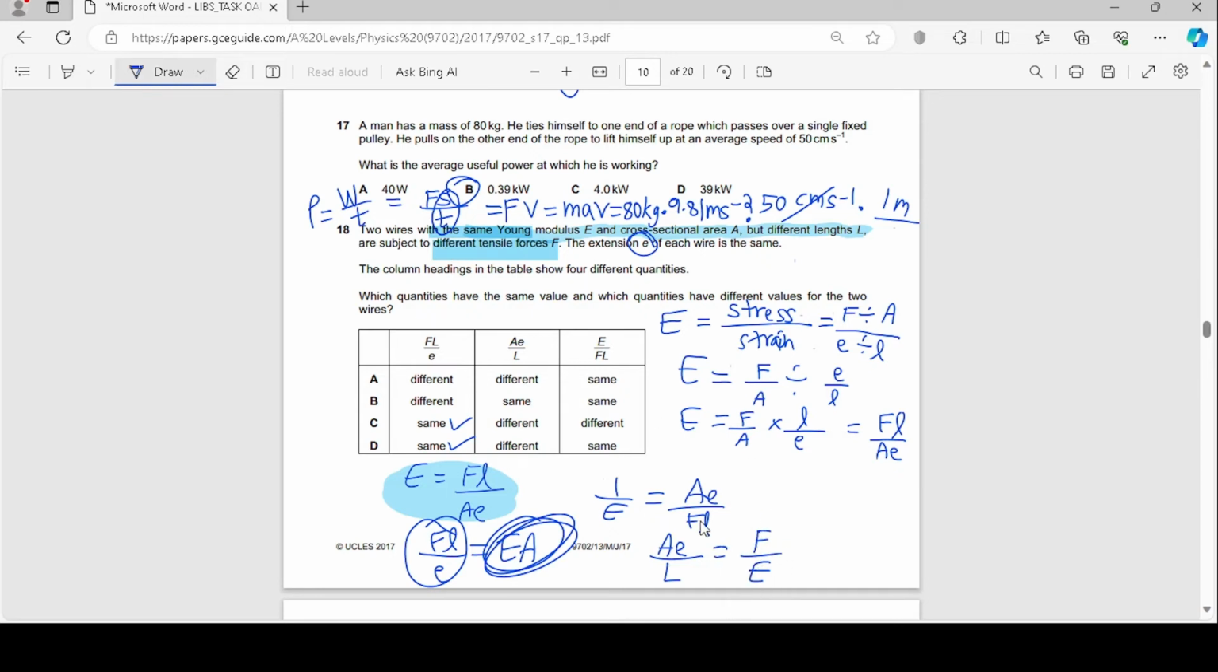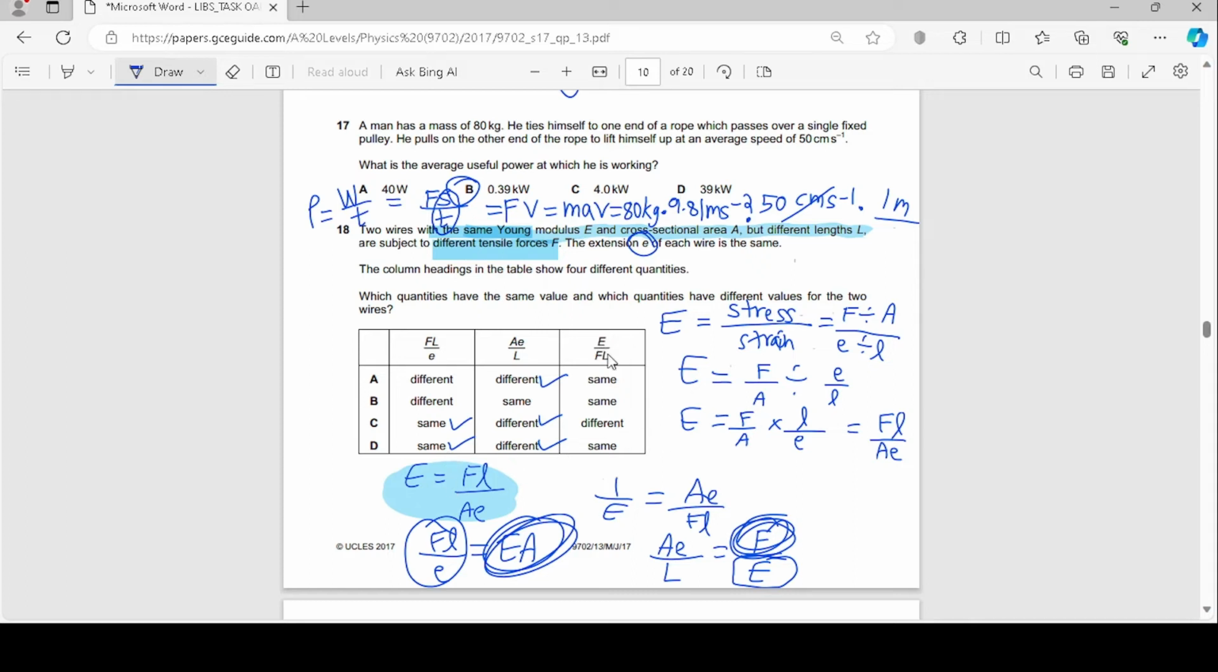Now they have different tensile forces, although the Young's modulus is the same. So if the Young's modulus is the same but you still have different tensile forces, then because you have a quantity that's different for both wires, which is F, in this equation for AE by L, that means AE by L is going to be different for both wires.